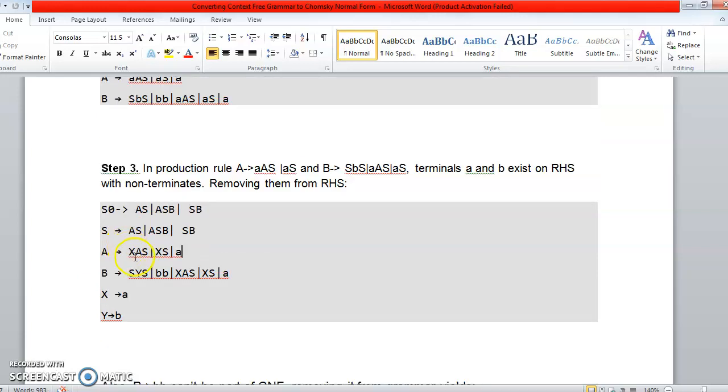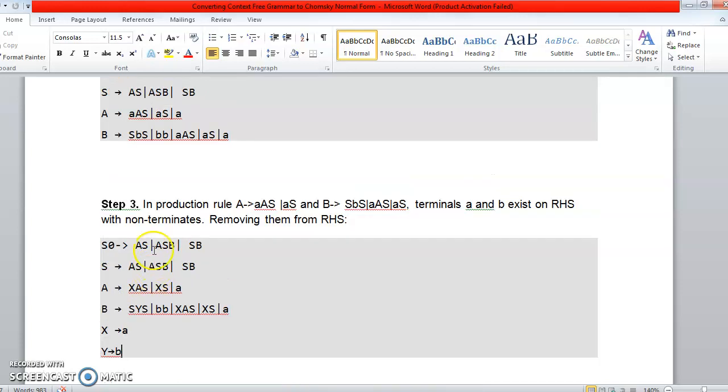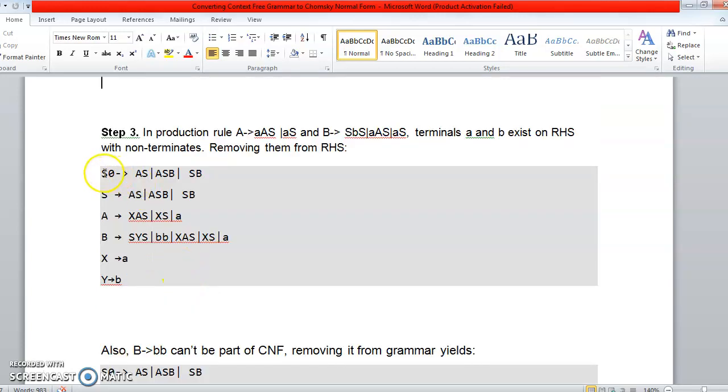And from the fourth line, what we have introduced is Y for the B. So this is SYS, BB, XS, XS, AA, and Y produces B. So we have replaced small b with the capital Y. So these production rules become the production rules without the mixtures of the terminal and non-terminal in the right hand side.